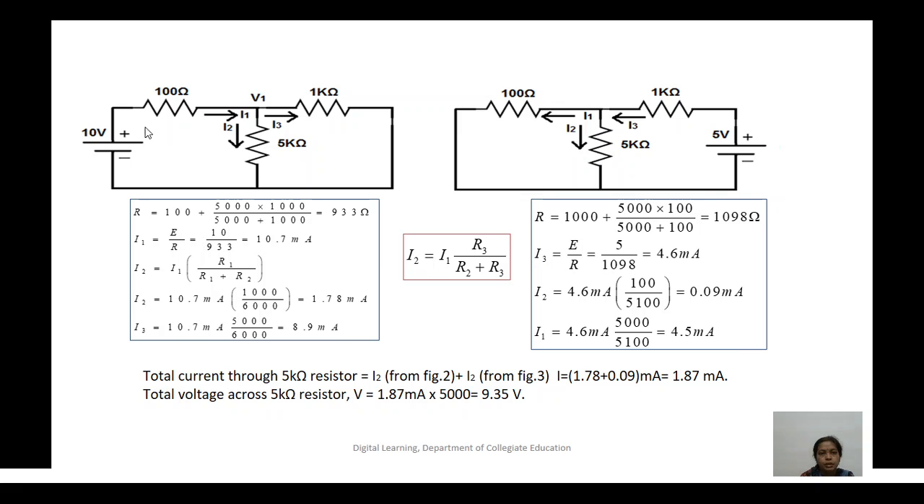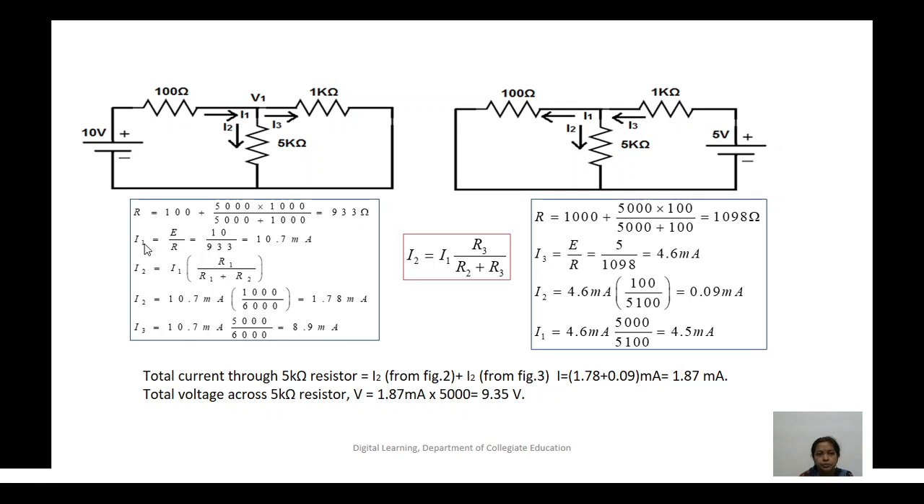So to find the main current, we need to know the effective resistance. There are three resistances here, 100, 5K and 1K. 5K and 1K are in parallel combination. That parallel combination is in series with 100. So 100 plus 5K into 1K divided by 5K plus 1K. That is, effective resistance is 933.